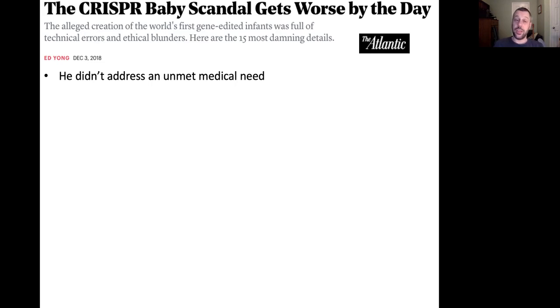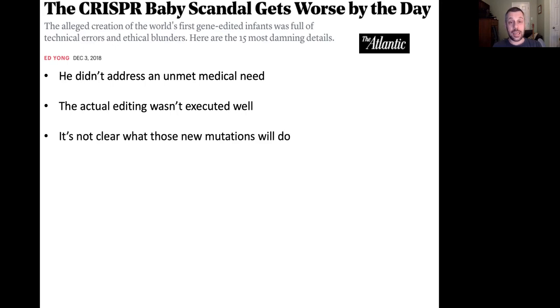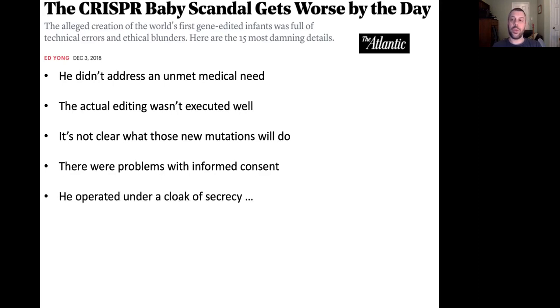There is a known naturally occurring mutation that makes people immune to HIV, but he didn't actually execute that particular change into these girls. He basically introduced changes that we don't know what they're going to do to these girls as they grow up. There were also all these problems with informed consent. He basically did this without telling the people what he was going to do, so he operated under this cloak of secrecy, but he had this weirdly slick PR campaign. It was super weird.